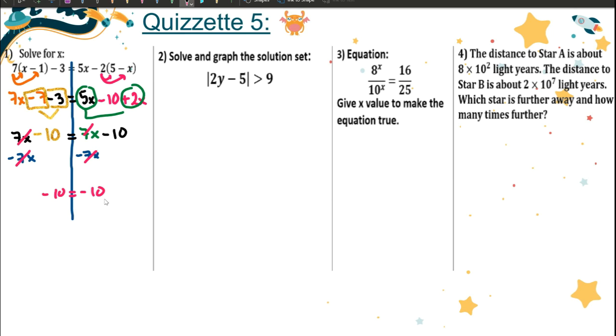Now it's a statement because there's no more variable. Negative 10 equal to negative 10. This is a true statement. Isn't it true? We will have many solutions. Many solutions. Alright, number 2.